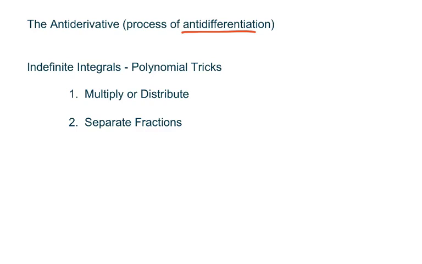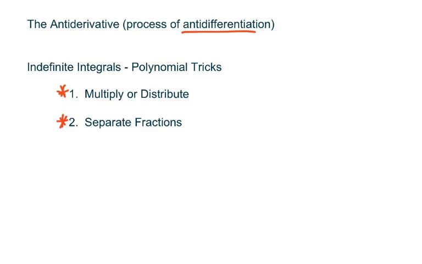We are still dealing with our indefinite integrals from yesterday, but today we're going to learn a couple of tricks related to polynomials. First one is multiply or distribute. The second one is to separate fractions. And just as a side note, when we did our derivative process, we actually used these same tricks with polynomials in order to create an easier derivative process. And so now we're going to use those tricks to make an easier antiderivative process.